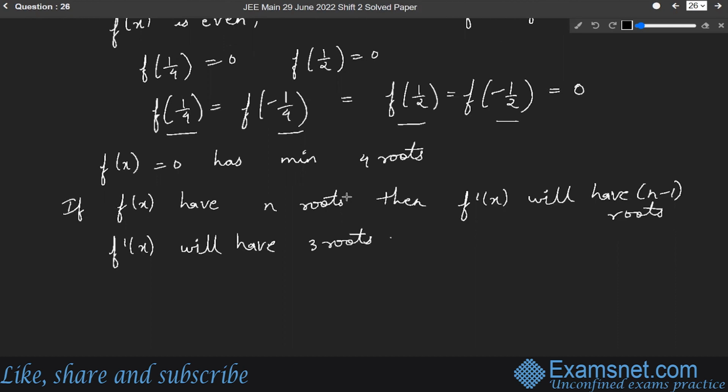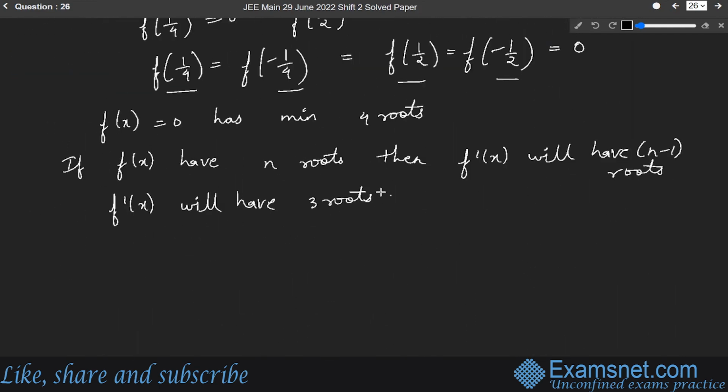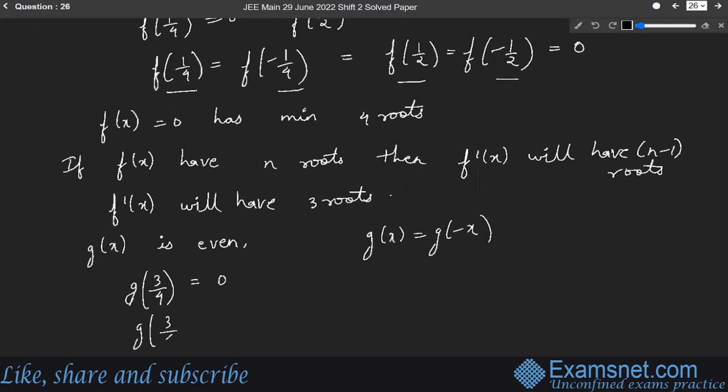Now coming to the function g. It is given that g is even and g of 3 by 4 is equal to 0, right? So the function g of x is even at what values? At the values g of 3 by 4 is equal to 0, right? But if a function is even, again g of x will be equal to g of minus x. It means that g of 3 by 4 will be equal to g of minus 3 by 4. Okay, and since g of 3 by 4 is 0, this value will also be equal to 0.